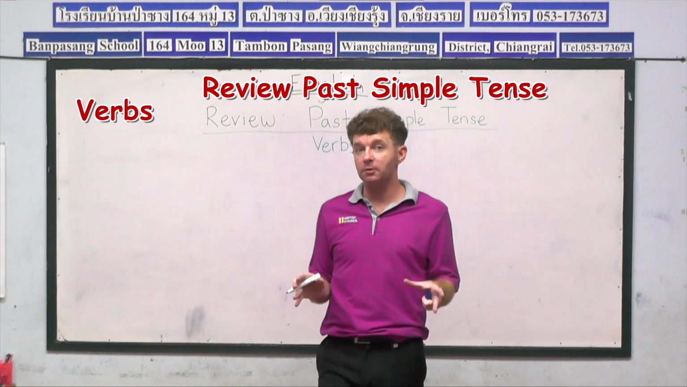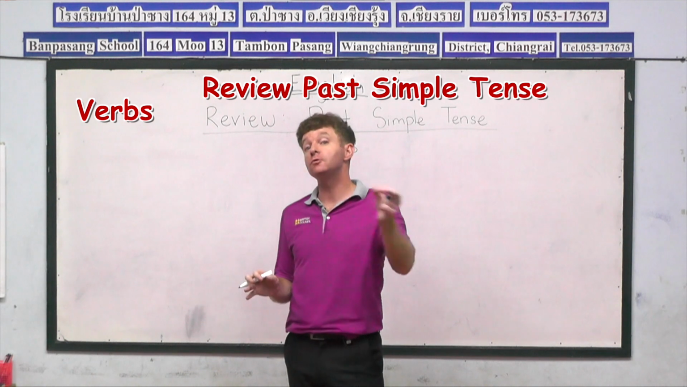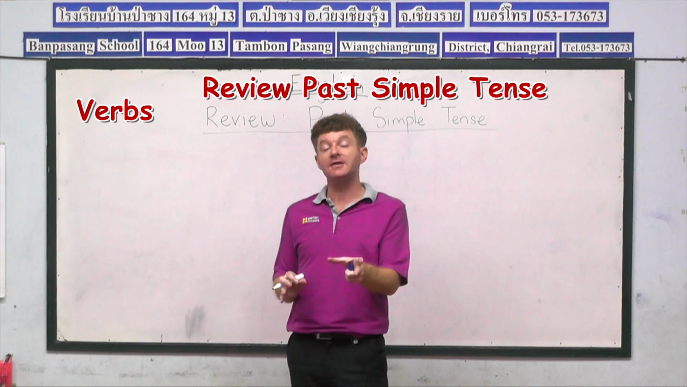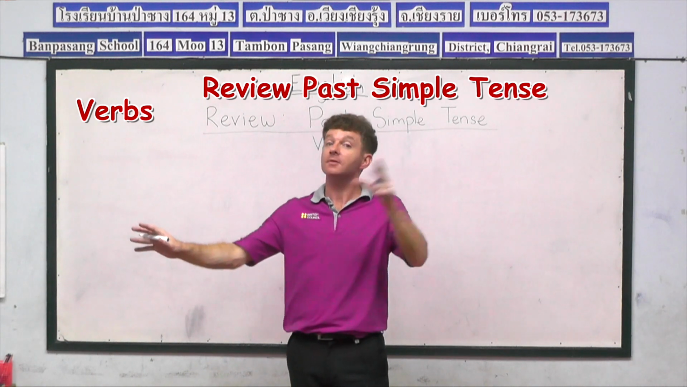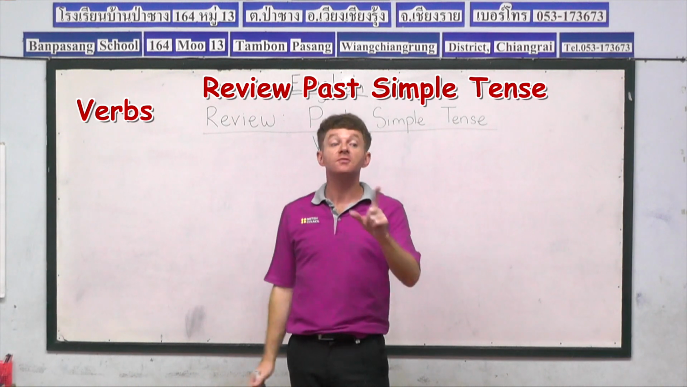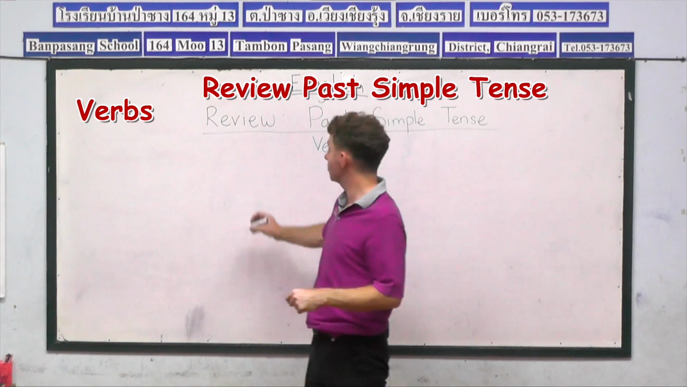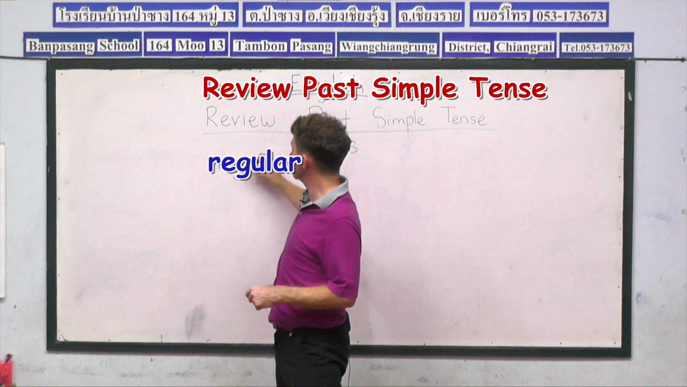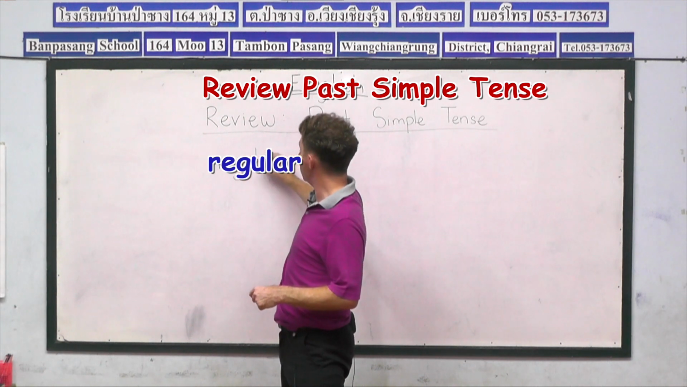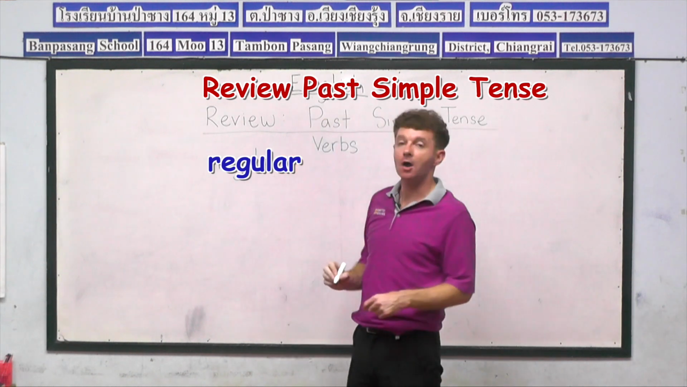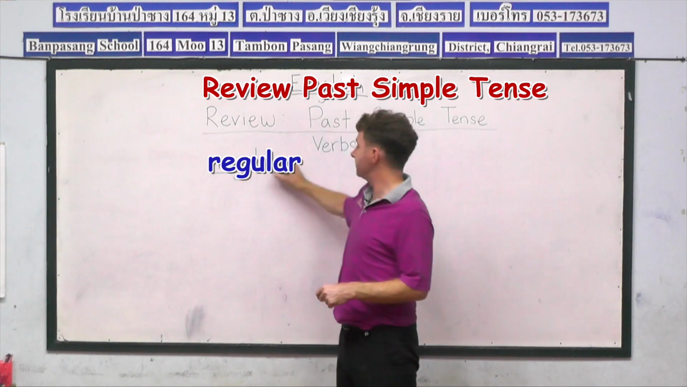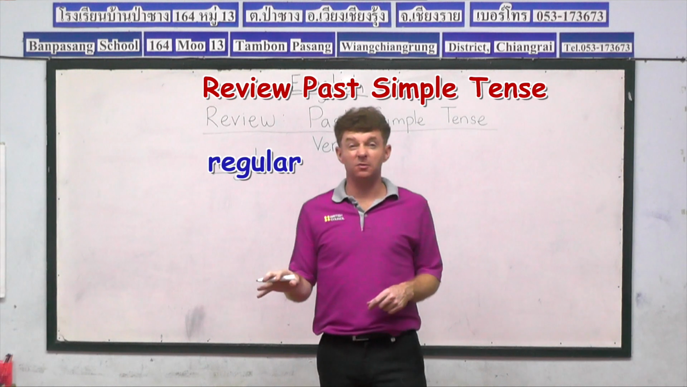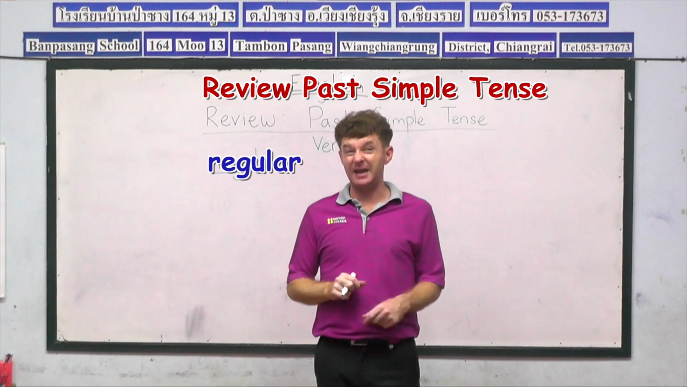And there are 2 types of verbs in English language. There are the normal verbs where we can use spelling rules to change them from the base form to the past tense form. These are called regular verbs. R-E-G-U-L-A-R. Regular means normal. We can use spelling rules to change them.